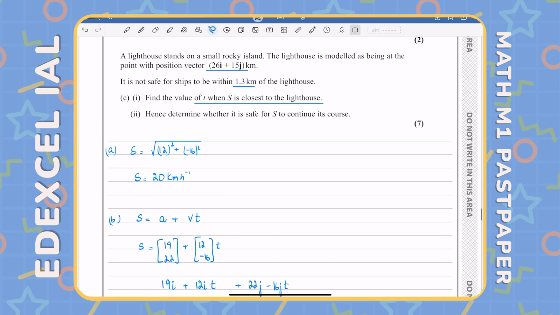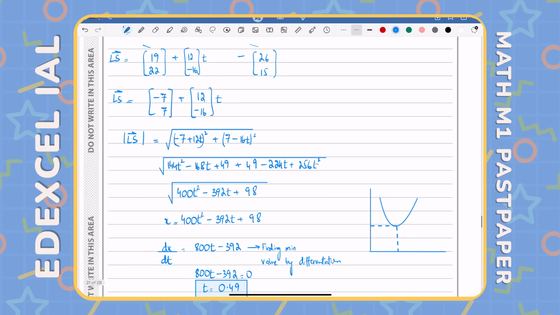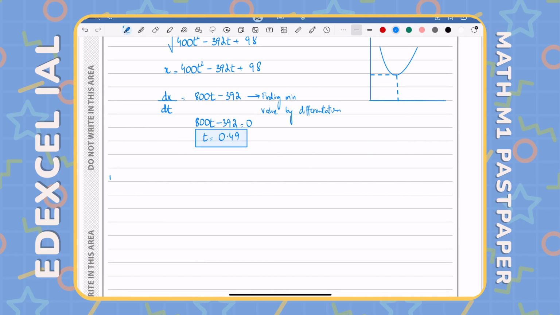Let's see what the second part says. Hence determine whether it is safe for s to continue its course. So that means we found out the value of t when the distance is minimum, but what we haven't found yet is the minimum distance. What is the minimum distance that it will ever reach? The way to do that is by simply plugging this back into the equation. That means 400 into 0.49 squared minus 392 into 0.49 plus 98. This will give us the distance between the lighthouse and the ship.